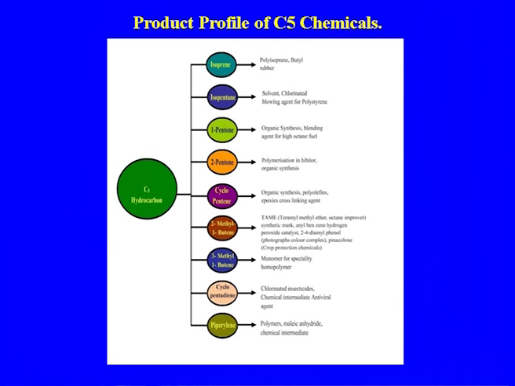This is the complete list of the C5 hydrocarbons. I already discussed from the isoprene what are the various products you are getting, and these are the various major products derived from these hydrocarbons which we are getting from the C5 stream.